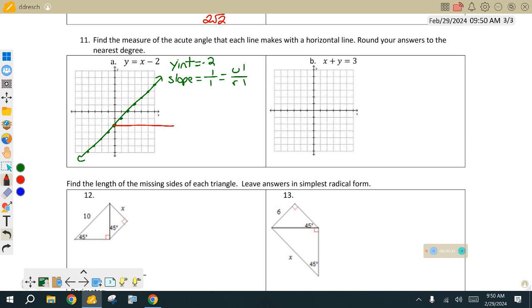Here's a horizontal line. What they're talking about is finding the angle that the line makes with the horizontal line. So here's my acute angle. That's the angle they're referring to. We want to know the measure of that angle. This begins our process of finding the measure of missing angles, which we'll do over the next couple weeks. We'll roll this into trig.